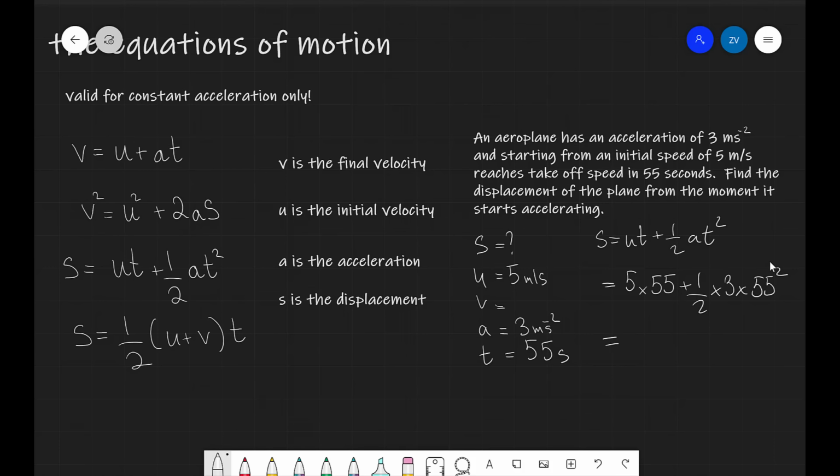Okay, so putting that into a calculator, we're going to get, up to two significant figures, about 4,800 meters, or about 4.8 kilometers.